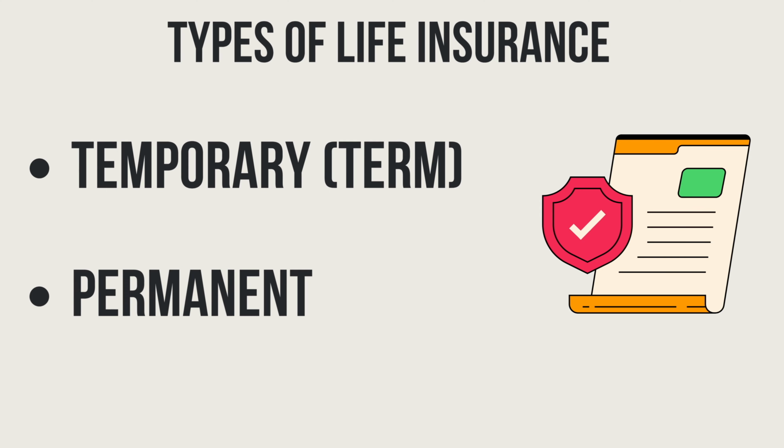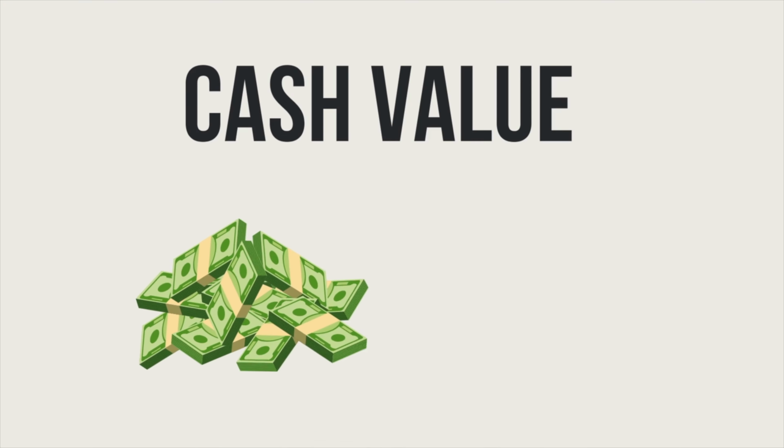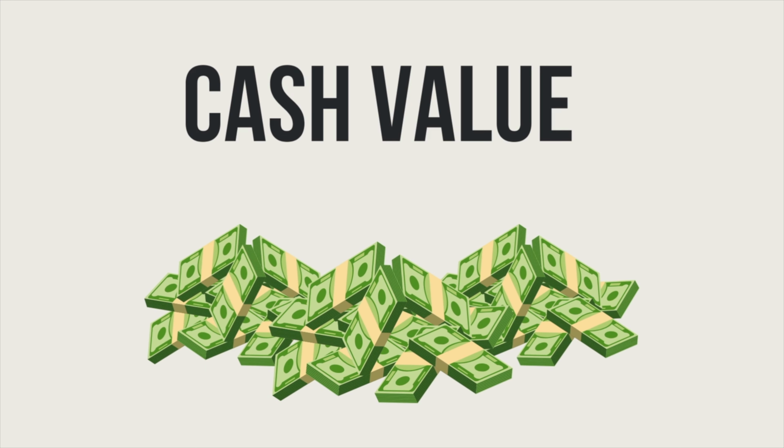The second type is called a permanent life insurance policy. Permanent life insurance policies last your entire life, so they don't expire like a term. So it doesn't matter if it's 10, 20, 50 years from now. If you pass, then that policy is going to pay out. And they also have what's called a cash value component, which we're going to talk a little bit more about later. And there's a couple of different types of permanent life insurance policies. And we're going to focus on the indexed universal life insurance policy in this video.